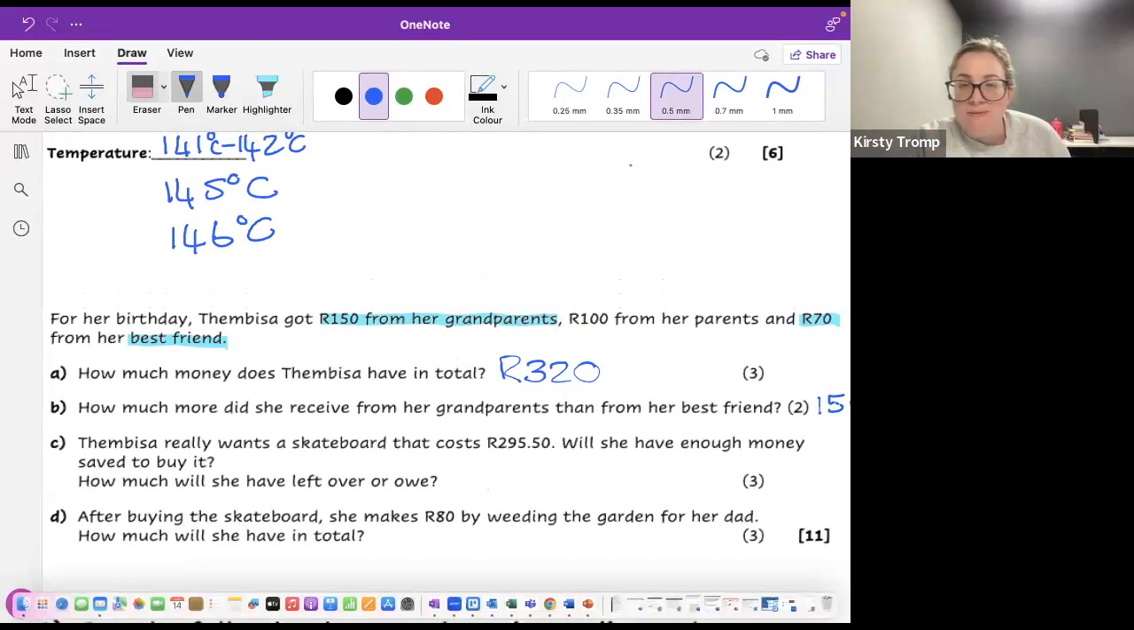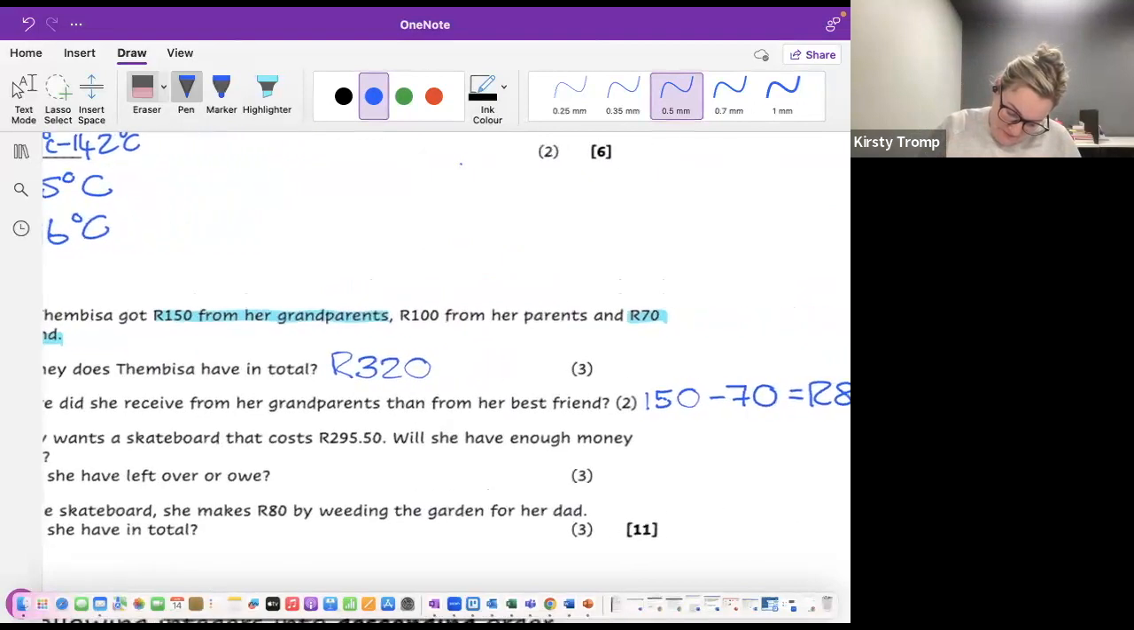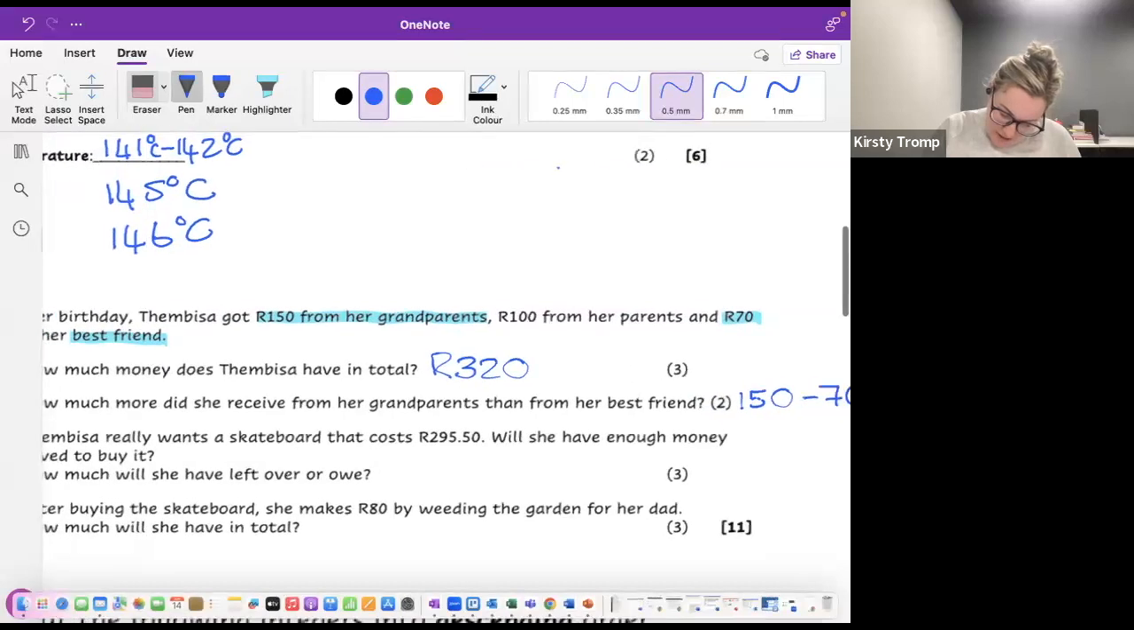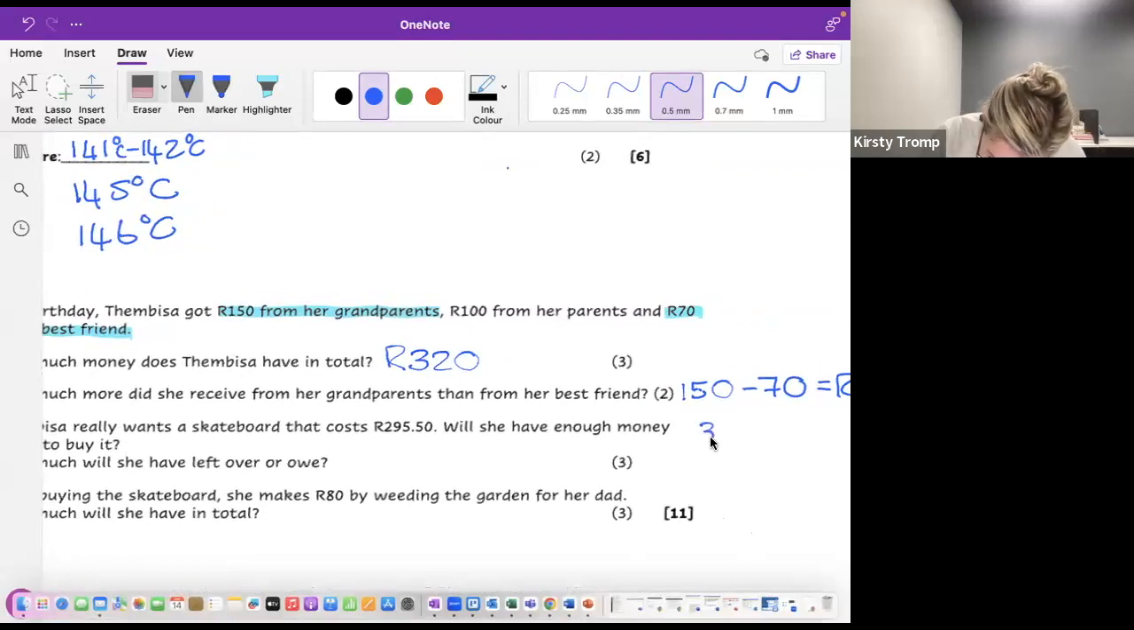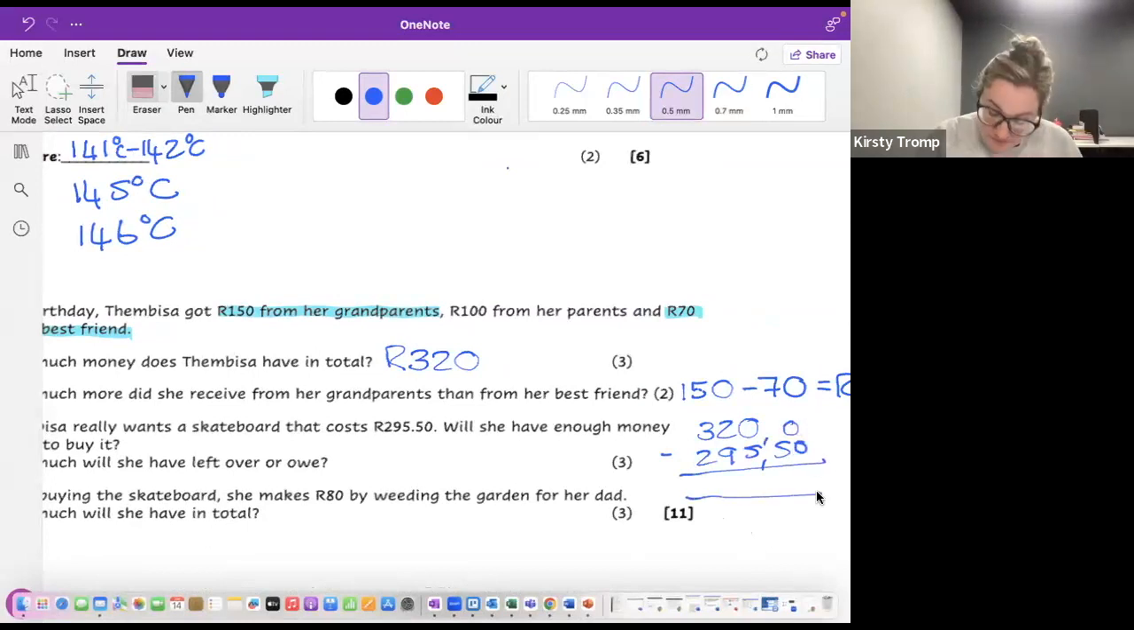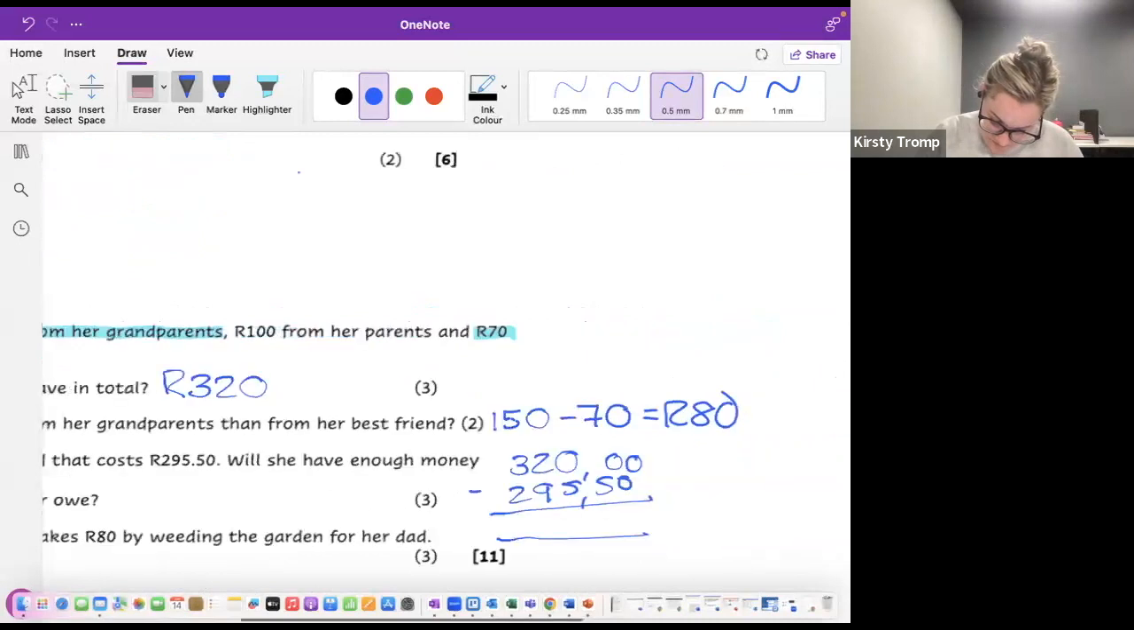Mulalo. Do you want to help me with C? Yes. Okay, so talk to me. I said 295 Rand and 50 cents minus 24 Rand. Minus 24 Rand. 320, good, minus 24 Rand. Why do I keep on saying 295? I'm not sure. 295 Rand, 50 and 50 here, cents. Good. Yes. Okay. I put 2 zeros. So when I minus that, they gave me 24 Rand and 50 cents.